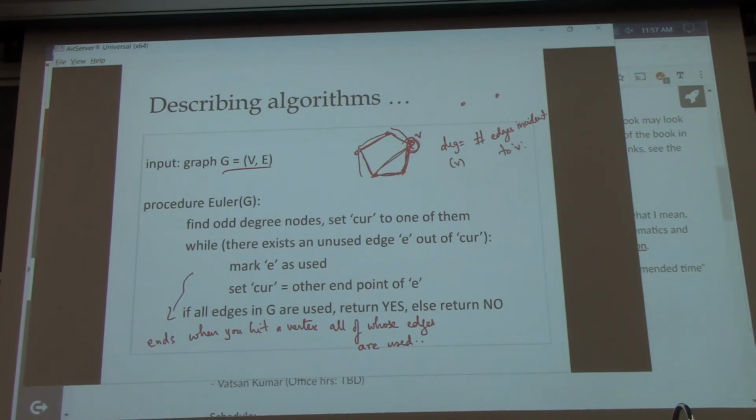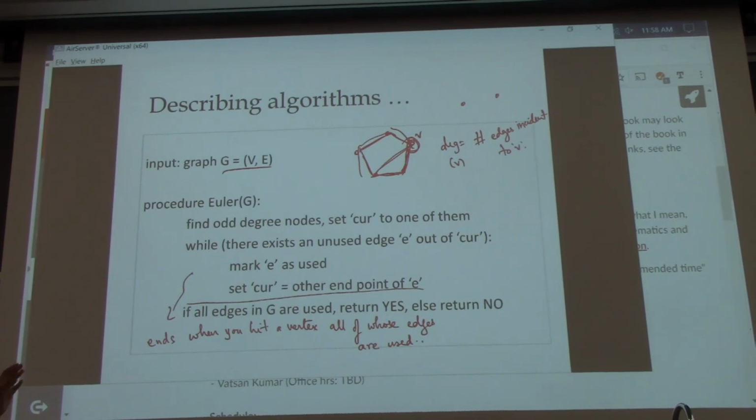Okay. And at this point you break out of this loop, and now you check if all the edges are used, in which case all the edges in G are used. So an example like what he said does not happen, where there are still some unexplored edges, but you just happen to hit a dead end. So you check that and then you do this.